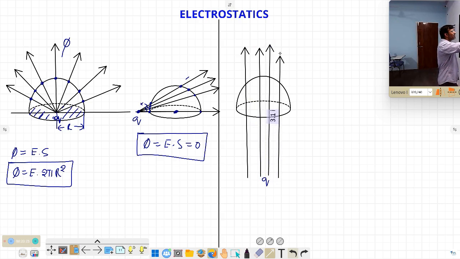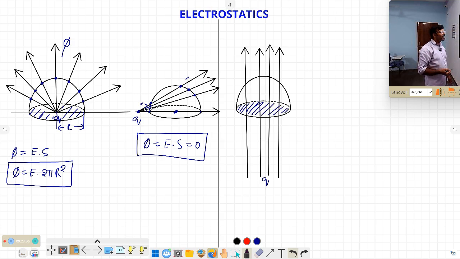From this, we can understand the concept here. When the charge is at infinite distance, these lines become parallel, and these parallel lines first enter the base of the hemispherical surface. Now after entering the base of the hemispherical surface, these lines also pass through the curvature, understanding.